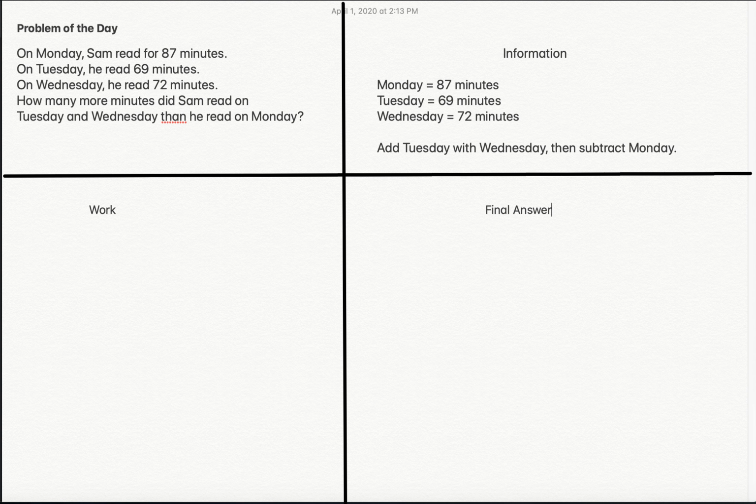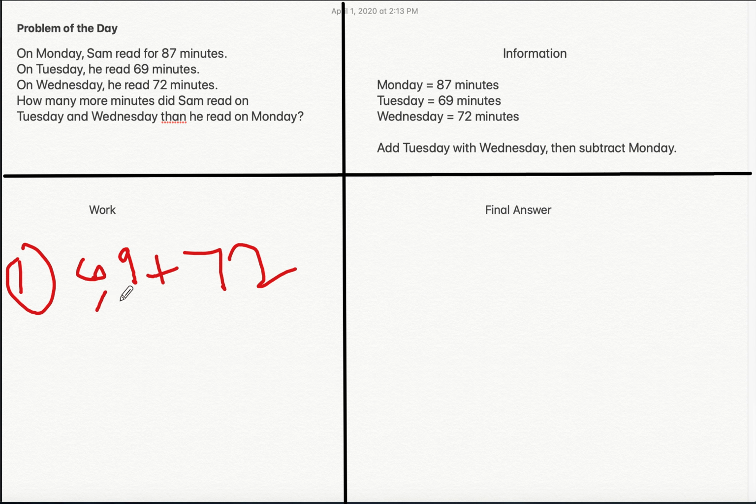All right, so let's do that first part down here. Let me see if I can get my pen out. I'm doing this with a mouse, so my work's not going to be perfect. So my first step is that I am going to add Tuesday and Wednesday. That's 69 minutes and 72 minutes. So we're going to do 69 plus 72. Well, number talk it out.